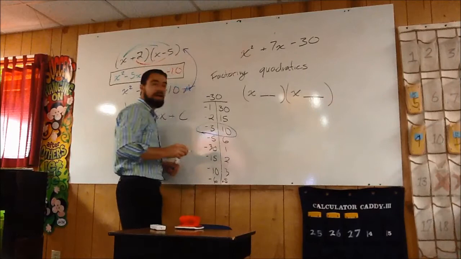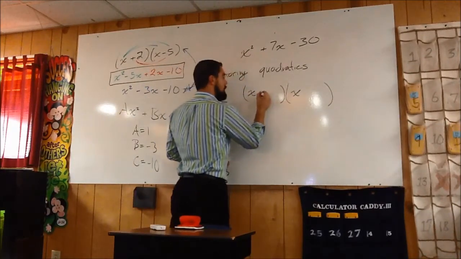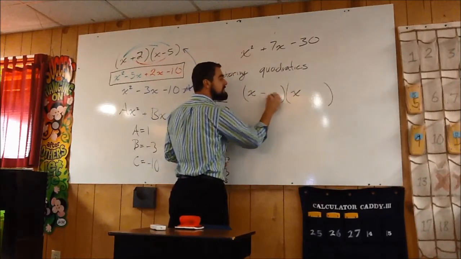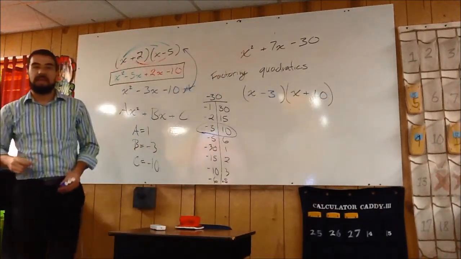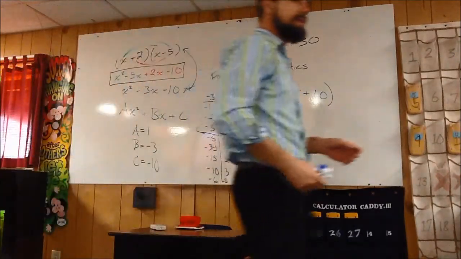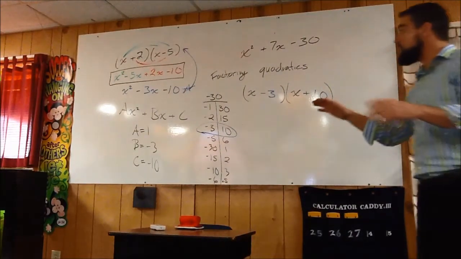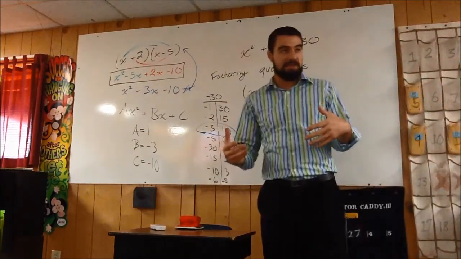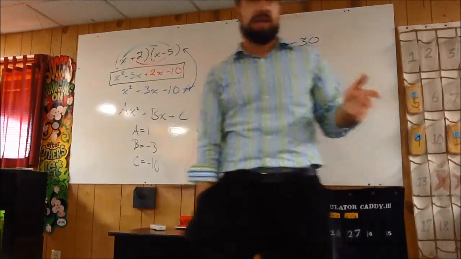-3 and +10. That's how we choose our plus or minus somethings. It would be a -3 and a +10. So this is factoring quadratics. What you're doing is taking this quadratic and representing it as a product of two binomials. And you can always check your answer.